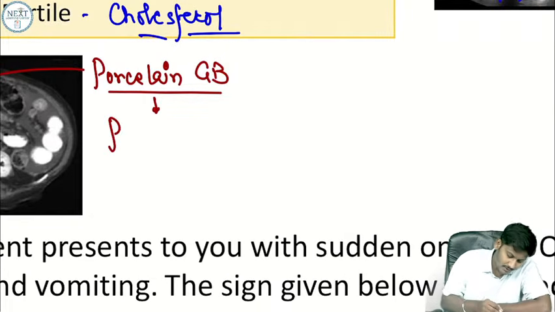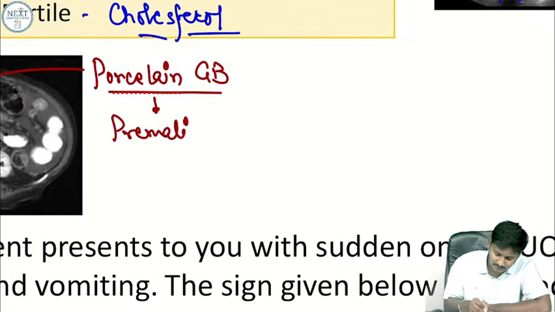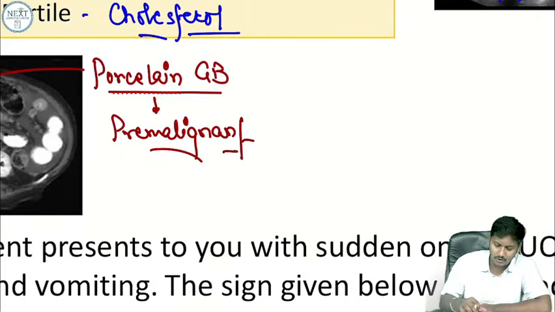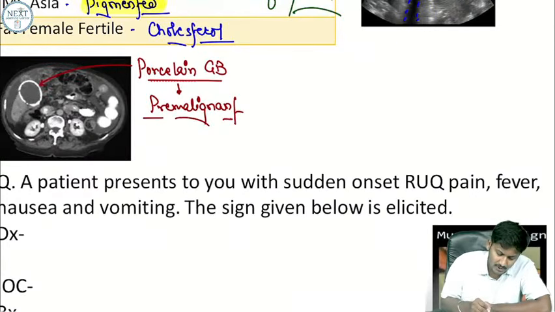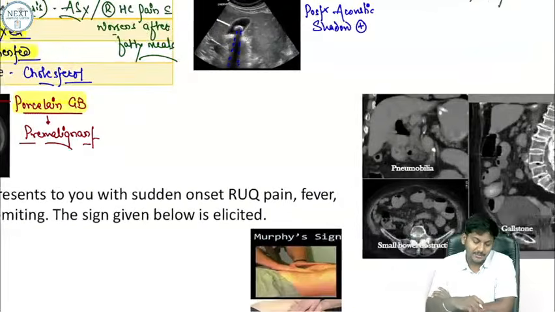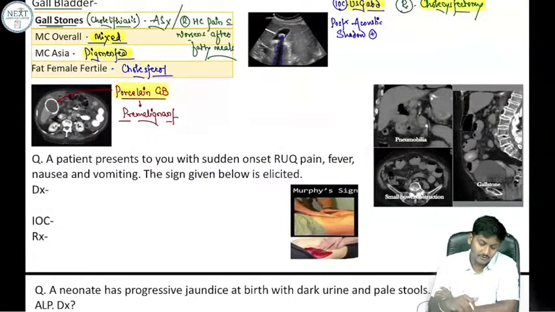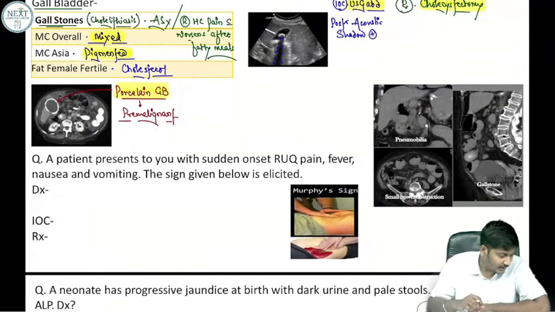Now, when I say it is a pre-malignant condition, obviously, beta, it can develop further into a gallbladder cancer. And as it can develop further into gallbladder cancer, therefore, a cholecystectomy or gallbladder removal will always be indicated, beta. So, yaad rakhna, porcelain gallbladder is the condition that is shown over here, and it is a pre-malignant condition, beta. That is what you have to remember properly. Okay, so these are the things that you need to remember.